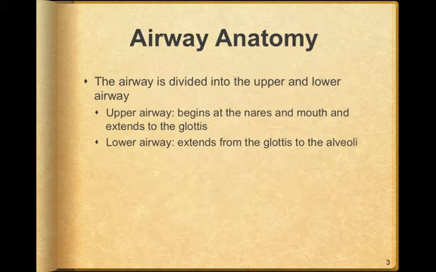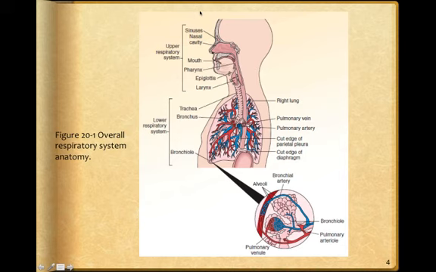So, airway anatomy. The airway is divided into an upper and lower airway. The upper airway anatomy begins with the nares and mouth and extends to the glottis. The lower airway extends from the glottis to the alveoli. This is figure 21, overall respiratory system anatomy.